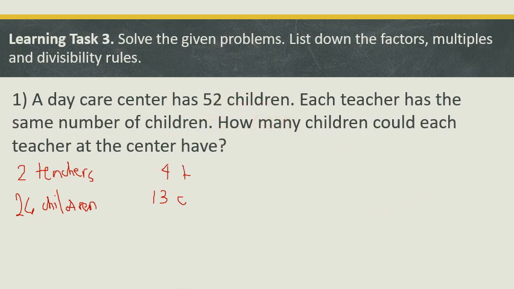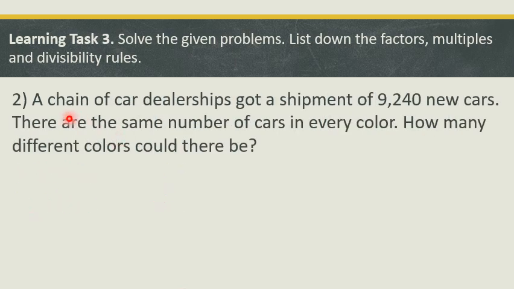Pwede kayo magkaiba-iba dyan ng sagot. So, number 2, a chain of car dealerships got a shipment of 9,240 new cars. There are the same number of cars in every color. So, how many different colors could there be?